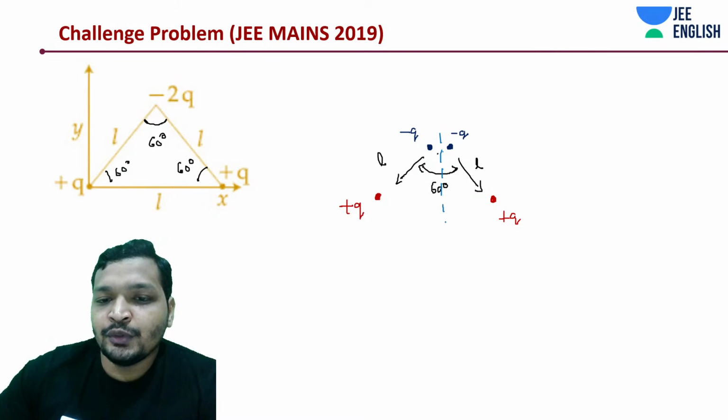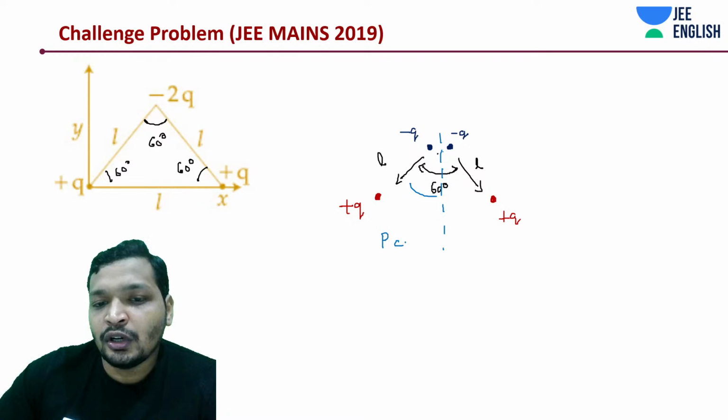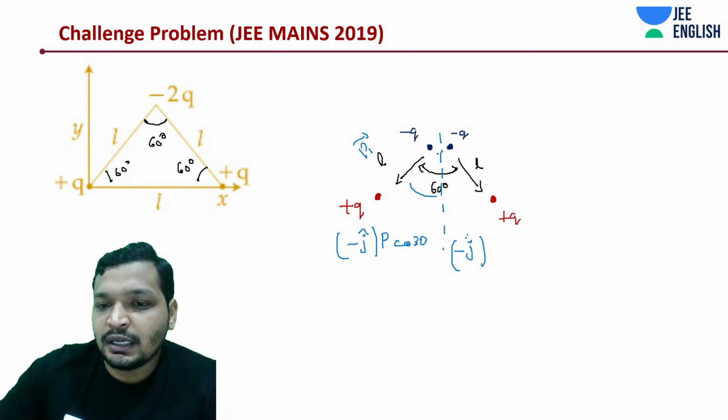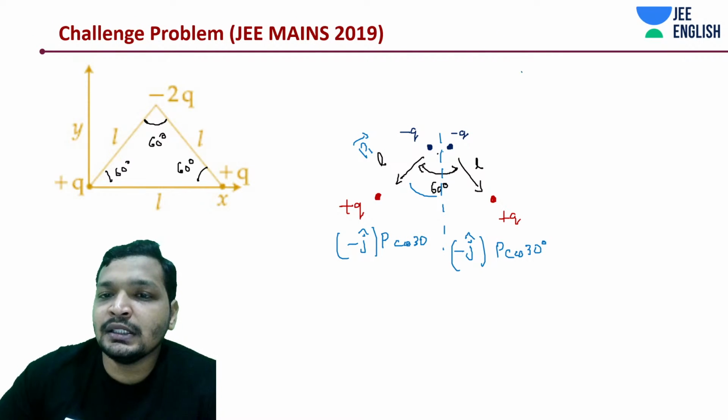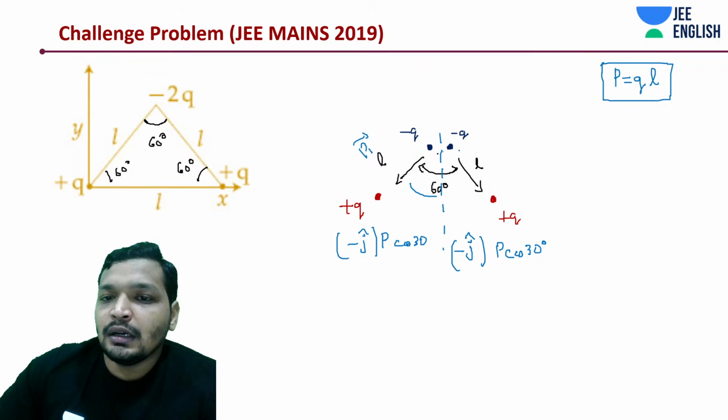Typically in questions like this, what I would do is I would draw two components. One component of this P1 is going to be P cos 30 minus j cap. Where are we getting this from? We are getting this from P1. What about this? This is going to be again minus j cap. There is no difference in that. Along y direction, it's going to be again P cos 30. What is the value of P, guys? P is Q into L. Now, what is this?